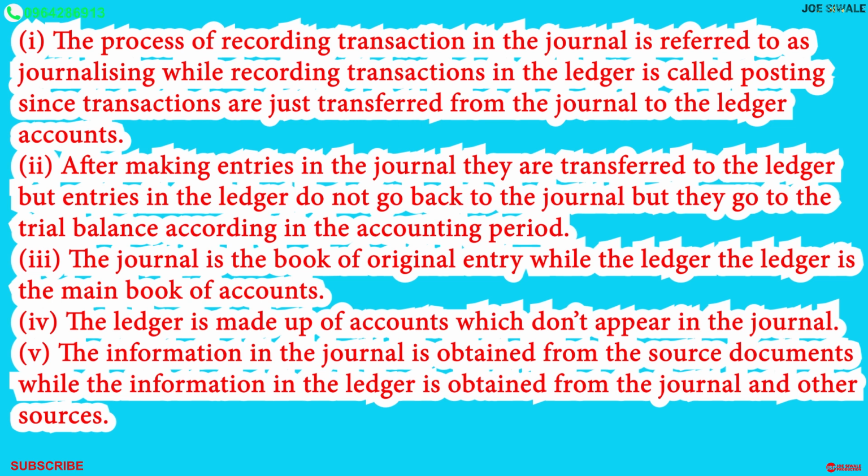Then the fourth difference: the ledger is the main book of accounts, which doesn't appear in the journal. Then the last difference: the information in the journal is obtained from the source documents while the information in the ledger is obtained from the journal and other sources.